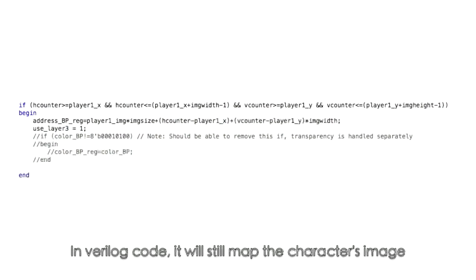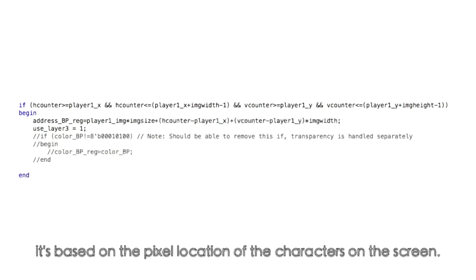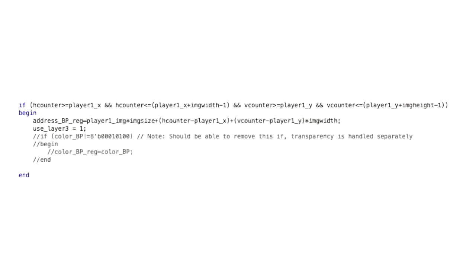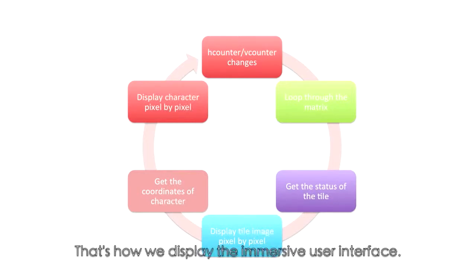In Verilog code, it will still map the character's image to address of memory, pixel by pixel. The difference is, it's not based on tiles, it's based on the pixel location of the characters on the screen. The workflow looks like this. It's highly extensible. If we want more layers, we can just insert it into this cycle. That's how we display the immersive user interface.